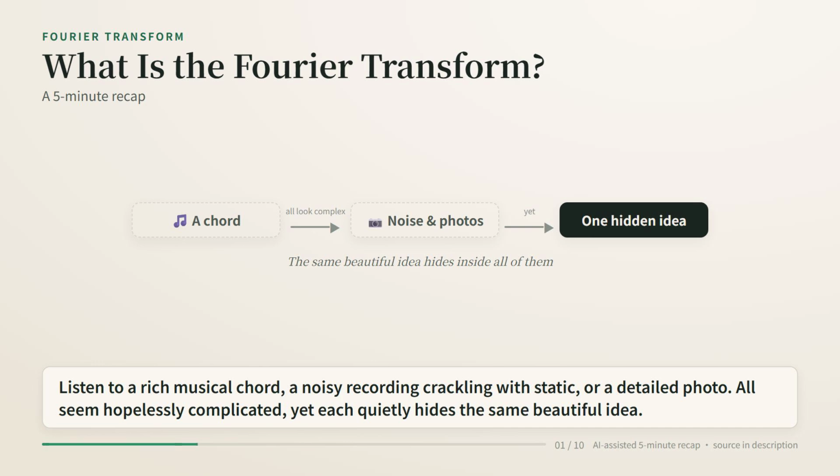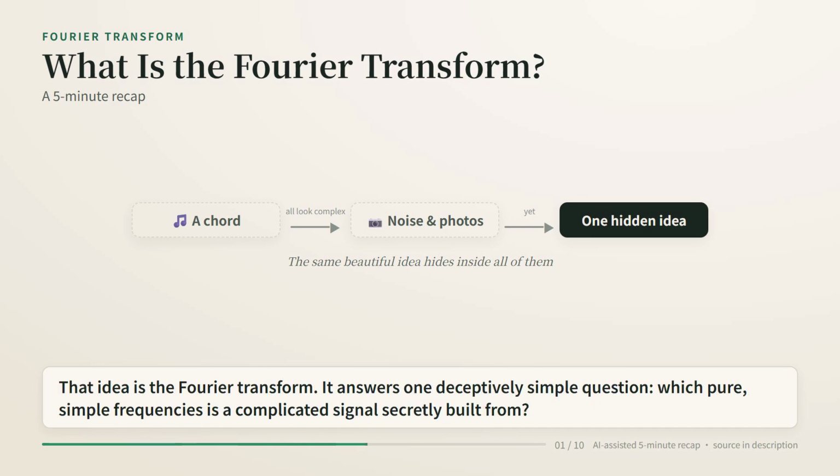Listen to a rich musical chord, a noisy recording crackling with static, or a detailed photo. All seem hopelessly complicated, yet each quietly hides the same beautiful idea. That idea is the Fourier transform. It answers one deceptively simple question: which pure, simple frequencies is a complicated signal secretly built from?